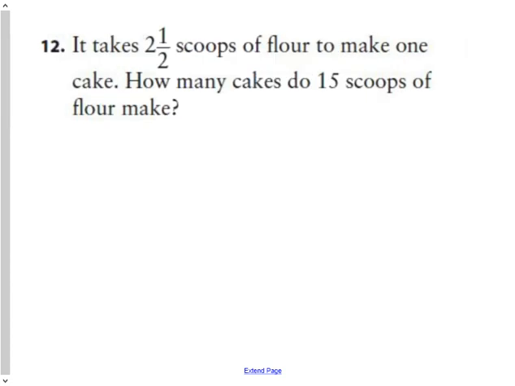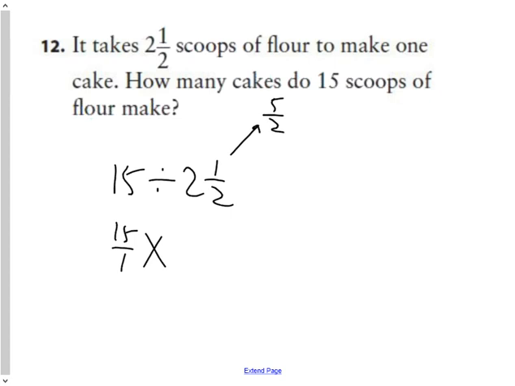Question 12 says it takes 2.5 scoops of flour to make 1 cake. How many cakes can 15 scoops make? So 15 scoops divided into sizes of 2.5 is how many recipes? 15 over 1 multiplied by the reciprocal of 2.5. Since 2.5 is really 5 over 2 as an improper fraction, its reciprocal is the flip of that, which means you have 30 over 5, which means 15 scoops of flour can make 6 cakes using division.